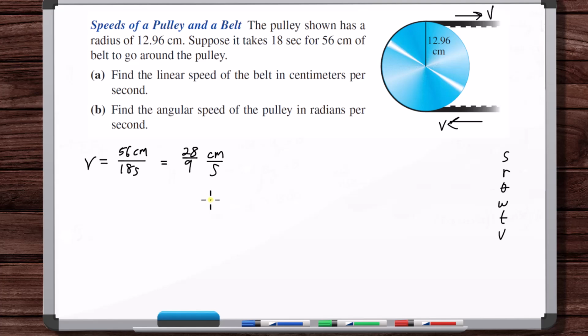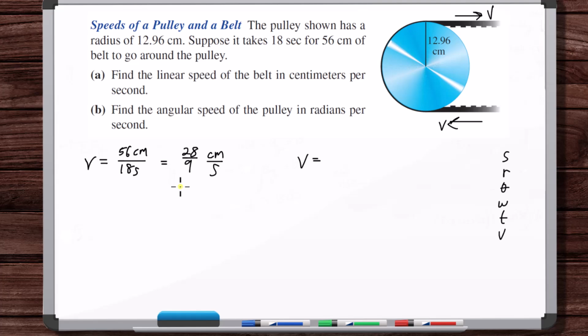Okay, now, I put V here, and, well, no, that's right, because the V of the belt. I was going to say that I didn't want to associate the speed of the belt with the speed of the circle, the outer diameter, but they are the same. We just talked about that. So this V, the speed of the belt, is 28 ninths centimeters per second. But we could easily do a unit conversion on this to turn it into something more intuitive.